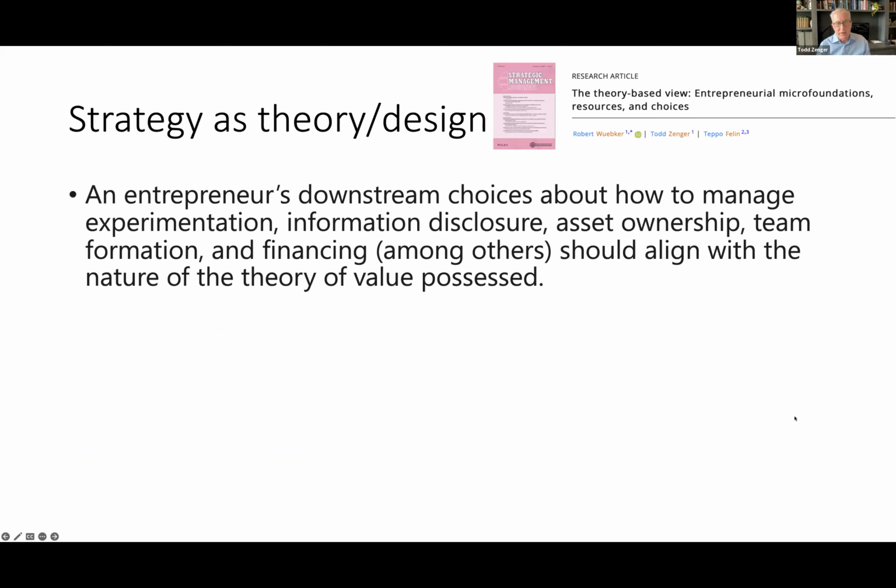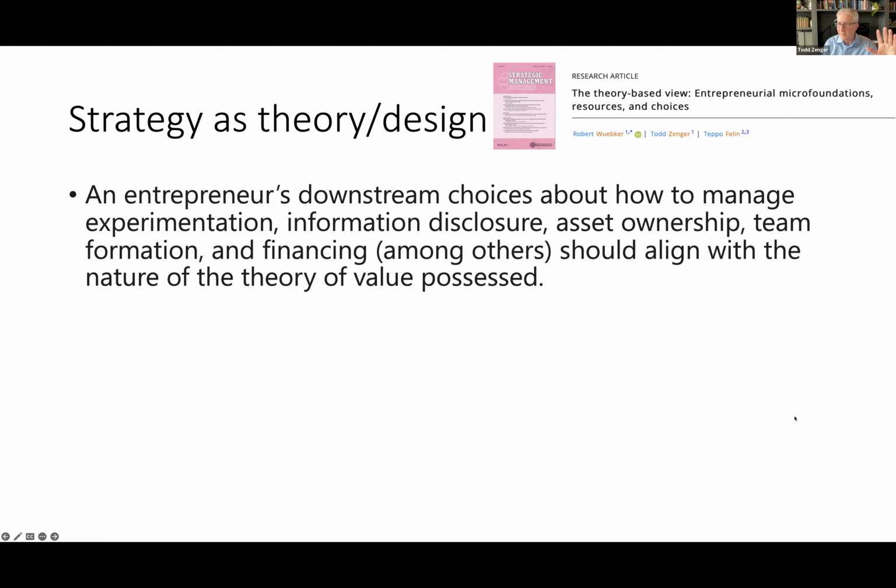I'll just sort of quickly plug this paper that Teppo and Rob Webker and I have been working on recently. It is about to come out in Strategy or SMJ, that basically takes this idea that entrepreneurs have these unique theories of value, and that then a whole sequence of choices, you can sort of classify these theories into three categories and think about a whole sequence of downstream choices that emanate from these different classes of theories.